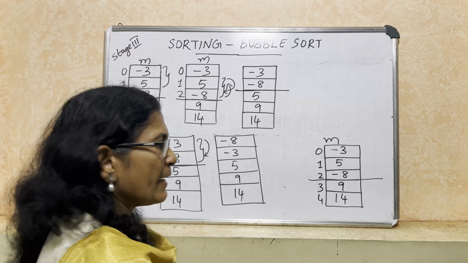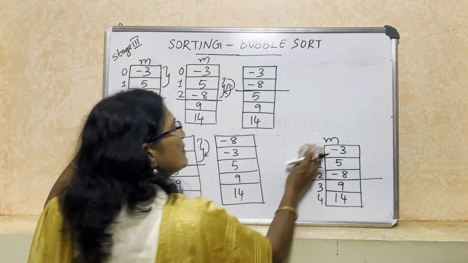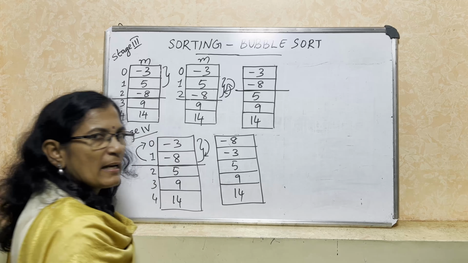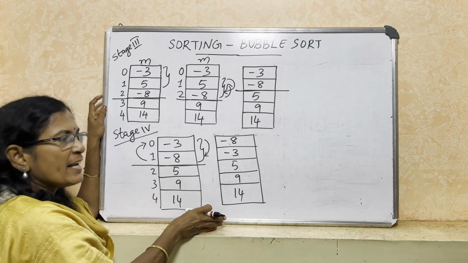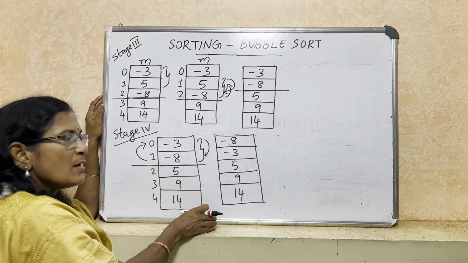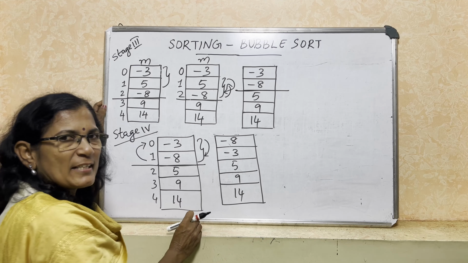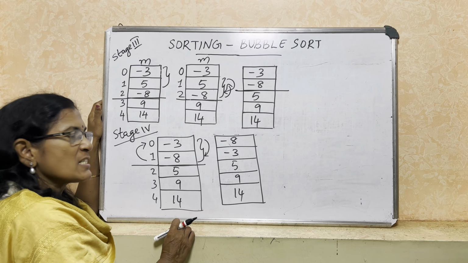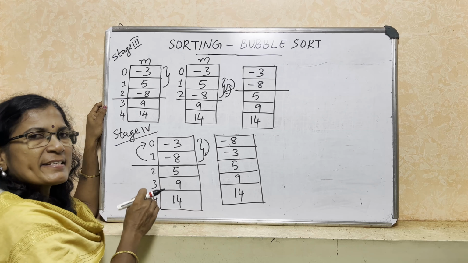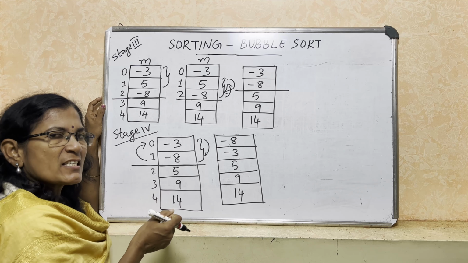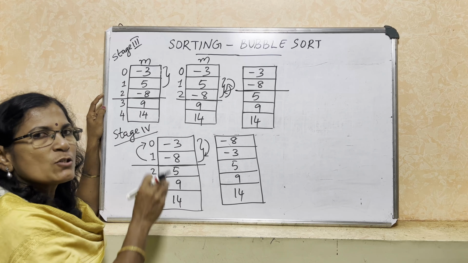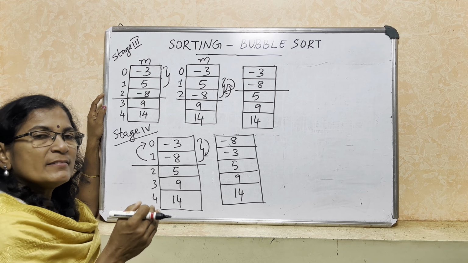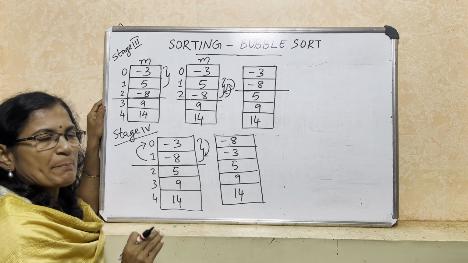Now when you look at the array, you can see that the array is completely sorted. All the elements of the array are arranged in the ascending order of their values. -8 is the smallest element of the array. The biggest element of the array is 14. It is placed at the last cell. So how many stages of comparisons have we done to sort this array? As you have seen, we have passed through 4 stages of comparisons.